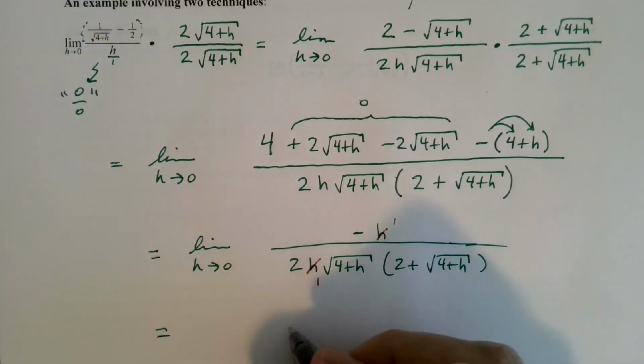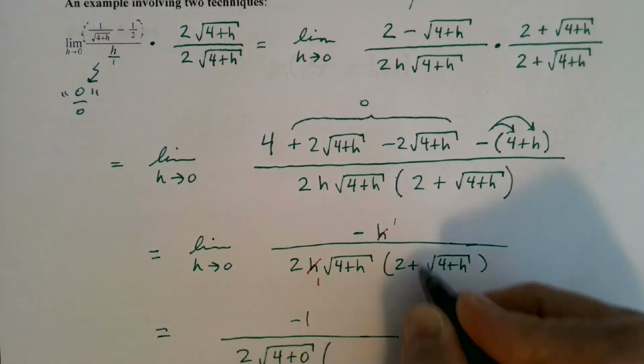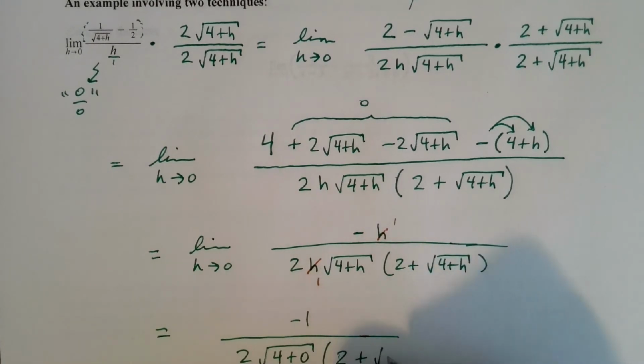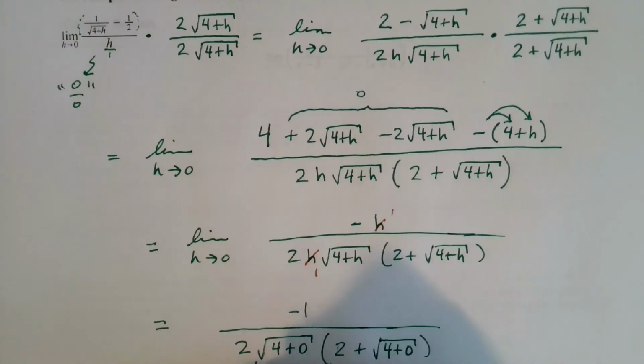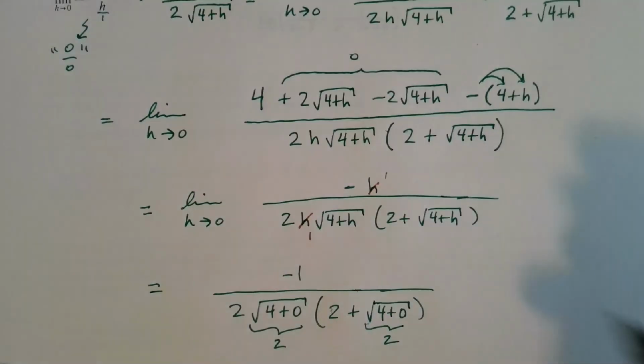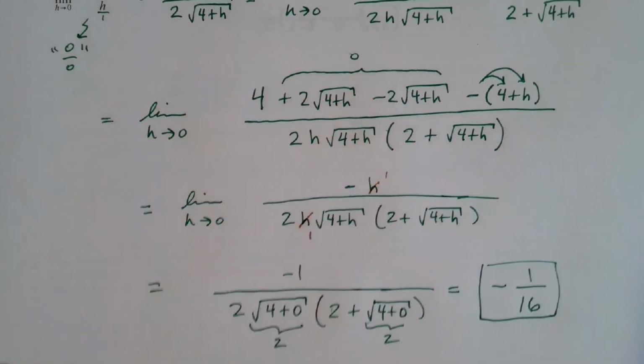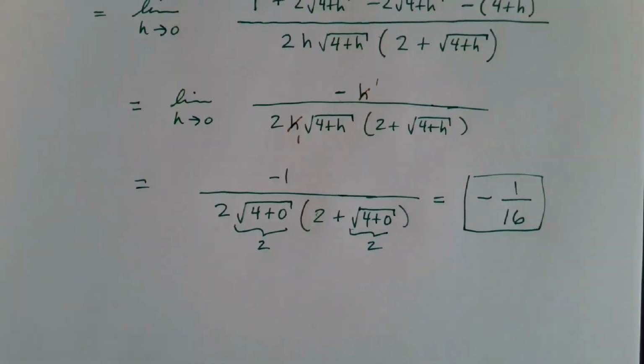And I can show you that by plugging in directly h is 0. The top is negative 1. The bottom is 2 times the square root of 4 plus h, where h is 0, times, in parentheses, 2 plus square root of 4 plus 0. Okay. Square root of 4 plus 0 is square root of 4, which is 2. So I've got 2 plus 2 is 4. 2 times 2 is 4. 4 times 4, I get negative 1/16. Negative 1/16 there.